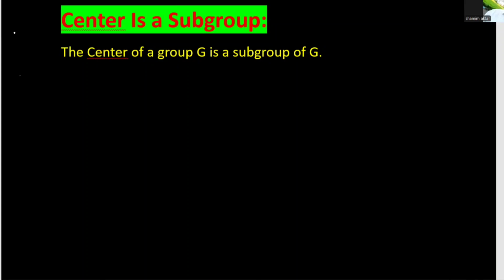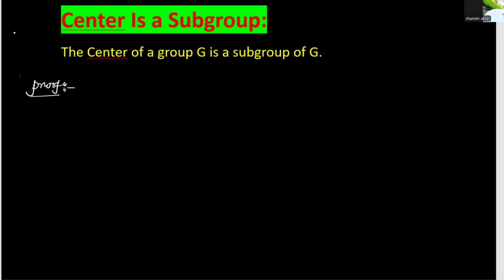Today we will discuss that the center of any group is a subgroup of this group. Okay, so how to prove it? First of all, what is the center?